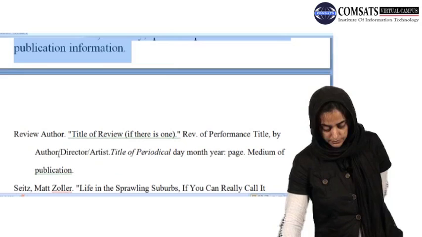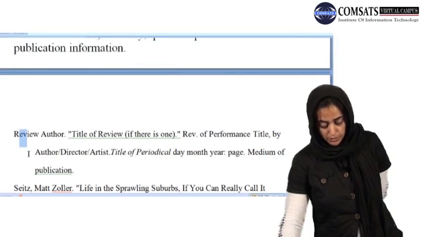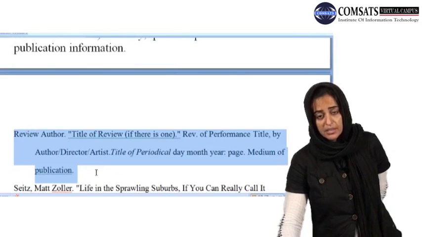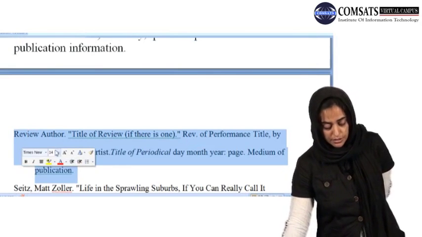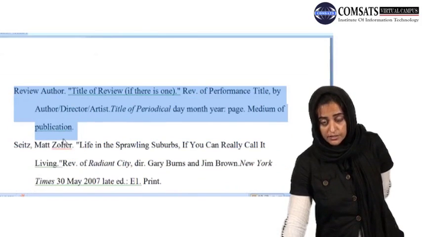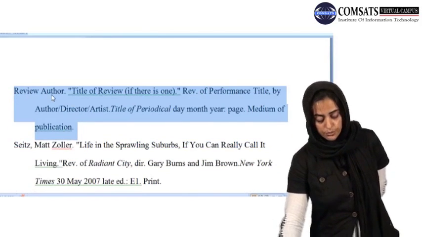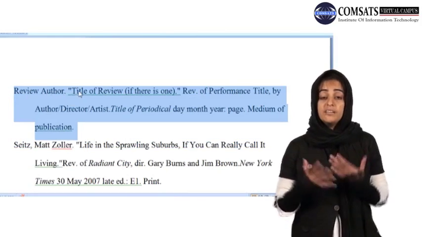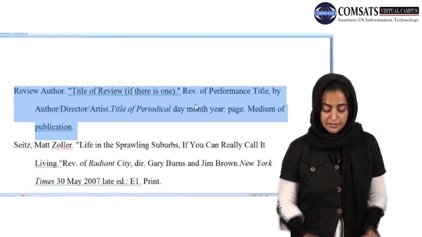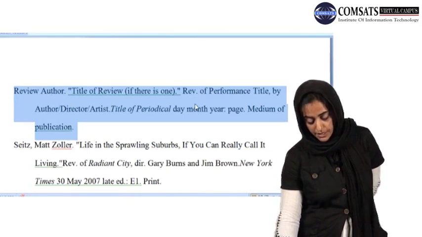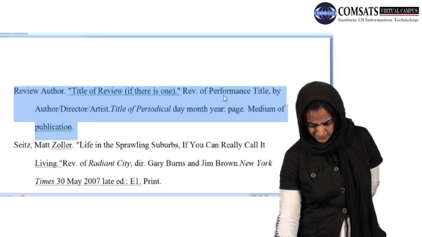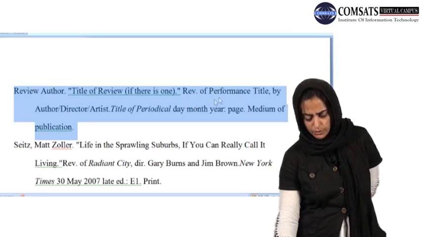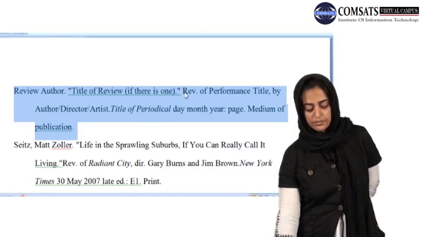Kindly have a look. This is the way you will write the detailed reference in MLA referencing style for a review. Have a look on the screen, dear students. Review author, the name of the author of the review. Then the title of the review if the title exists. Then the title of the review, and then review of.